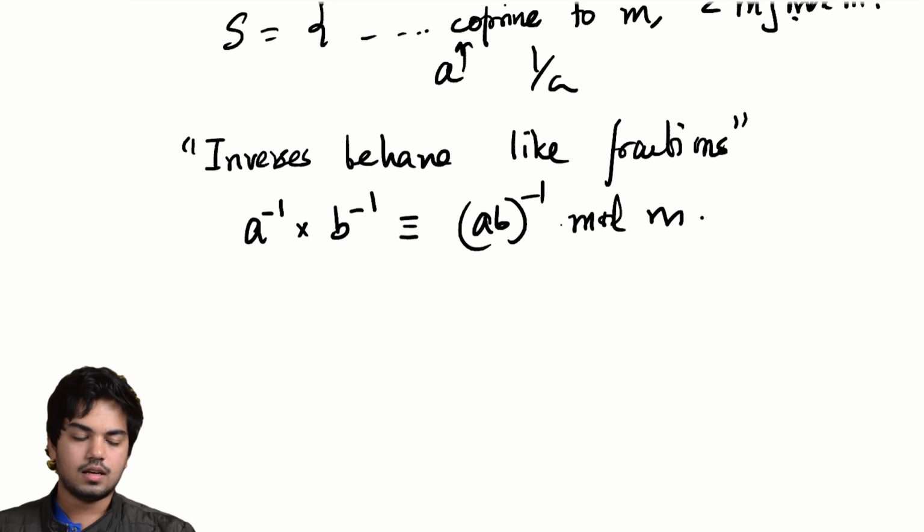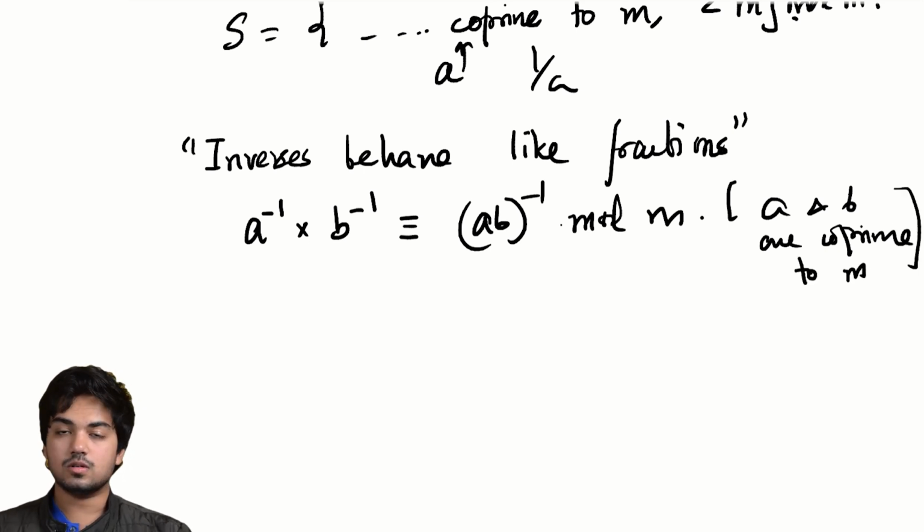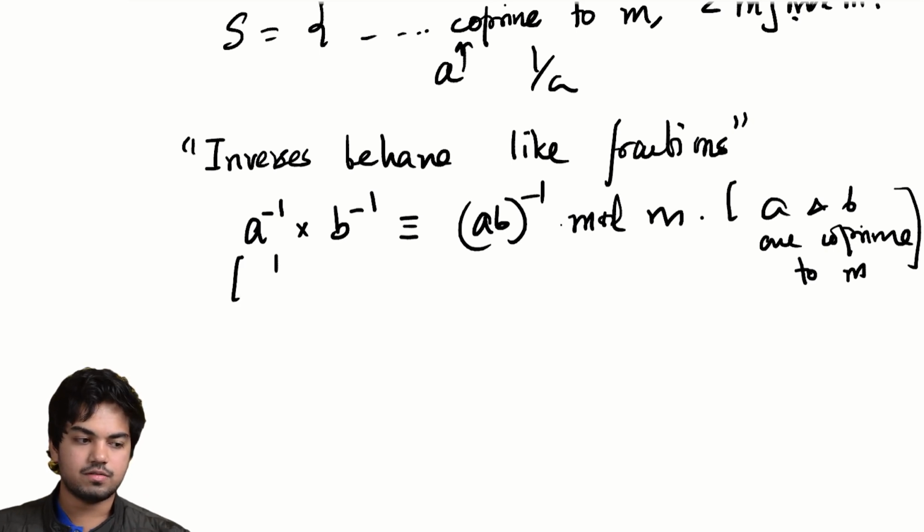So obviously a and b are coprime to m. That's granted. Remember that this also implies that ab is coprime to m. So ab inverse exists and it equals 1 by a times 1 by b. So this is kind of just saying the simple fact that 1 by a times 1 by b is equal to 1 by ab.